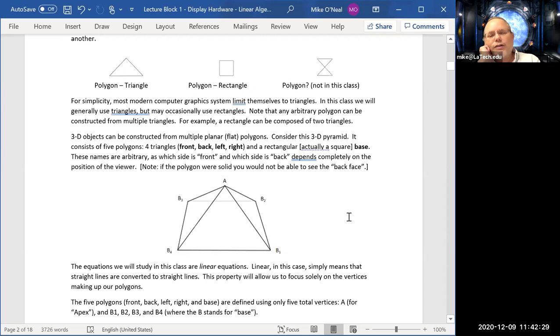What if I didn't want to use rectangles? What if I wanted to limit ourselves to triangles only? How could I draw this pyramid? What would I need to do? Anybody, go on audio and answer.